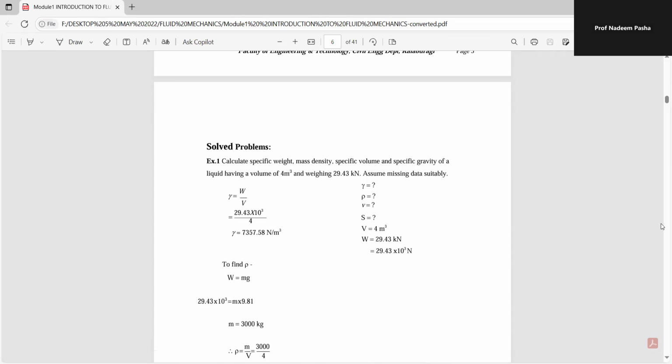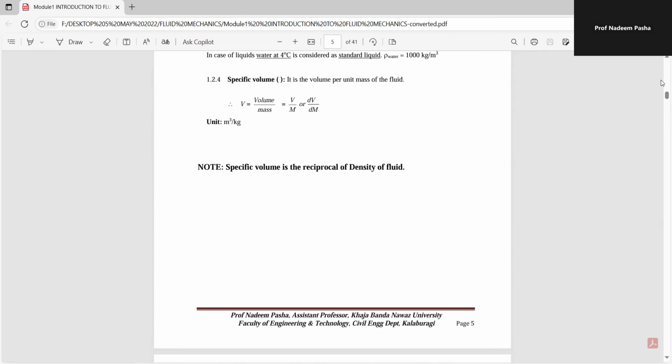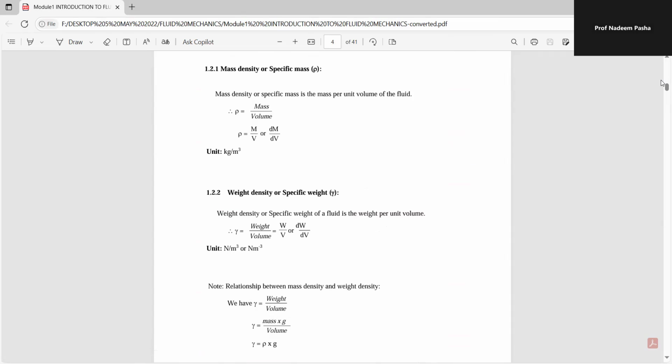Now coming to the different properties of fluid, starting with the density of fluid. It is nothing but the ratio of mass of fluid to volume of fluid. SI unit is kg per meter cube. Next comes weight density or specific weight. It is the ratio of weight of fluid to volume of fluid. The SI unit is Newton per meter cube. One more thing, the relation between specific weight and density is: specific weight is equal to density into acceleration due to gravity, where g is 9.81 meter per second square.